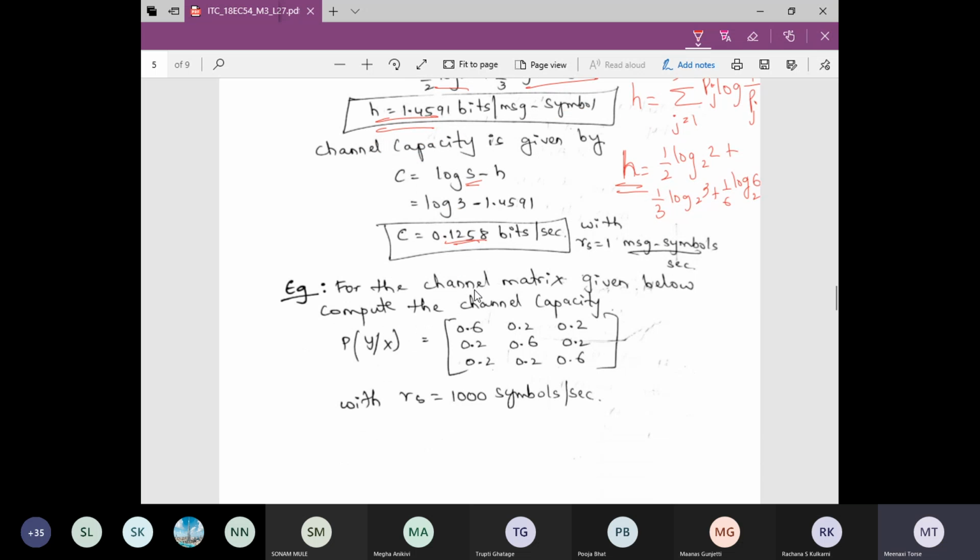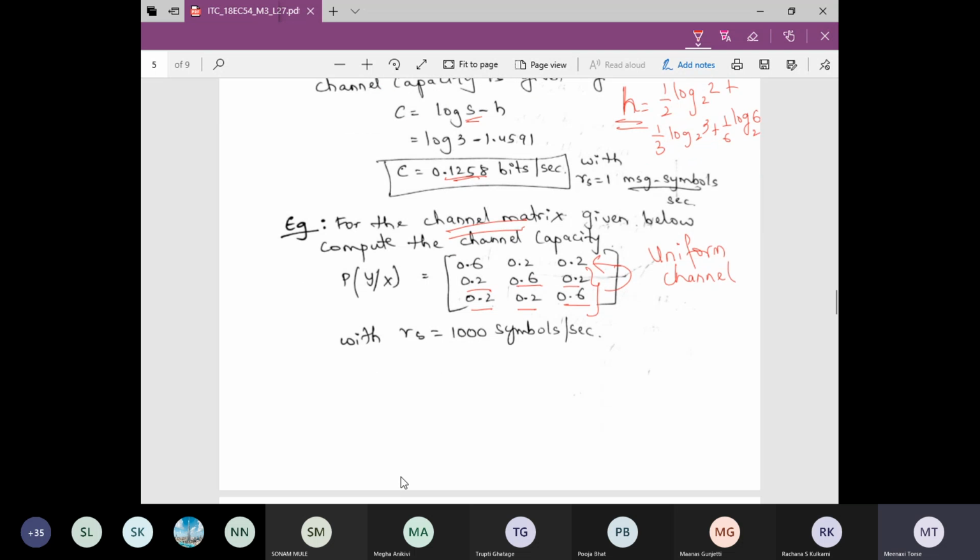So consider one more example wherein a channel matrix is given and we have to compute the channel capacity. If you observe the row elements, first row is having 0.6, 0.2, 0.2. Second row also has 0.6, 0.2, 0.2. Third row is also having the same elements 0.6, 0.2 and 0.2. Second and third rows have the same elements as the first row, but the elements are placed in a different order. Hence, it is a uniform or symmetric channel.